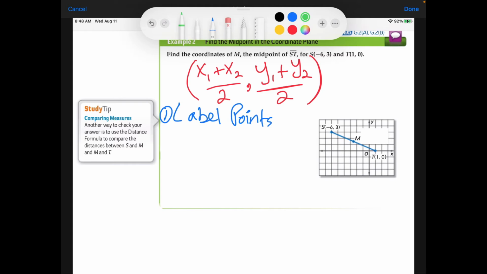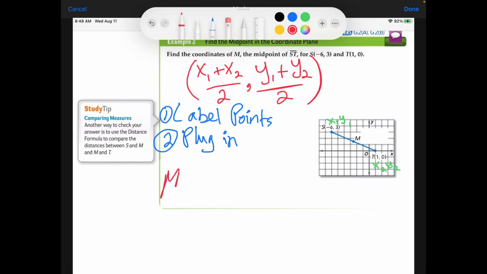So I'm going to go ahead and label my S as my first point, so it's going to be x1, y1. And I'm going to label my point T as my second point, so that'll be x2, y2. That is critical. If you don't know how to label your points, you're going to get your answers wrong. Then the second step is to plug in the information to the formula.